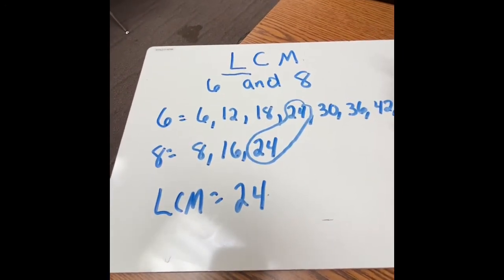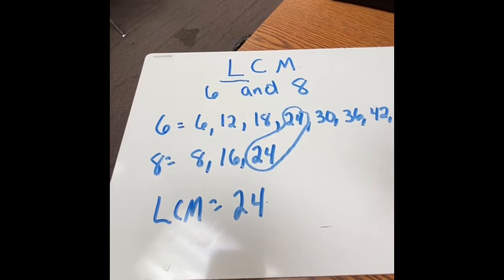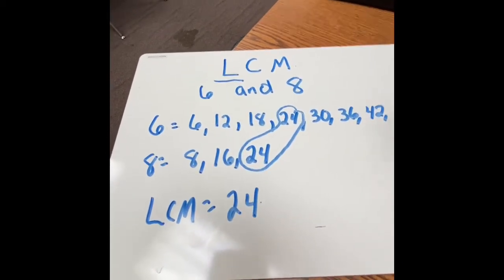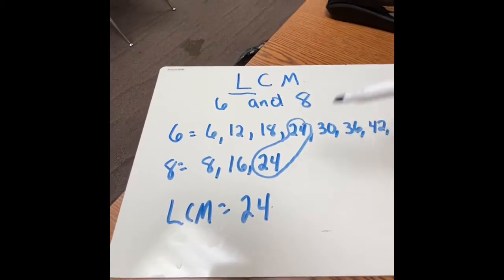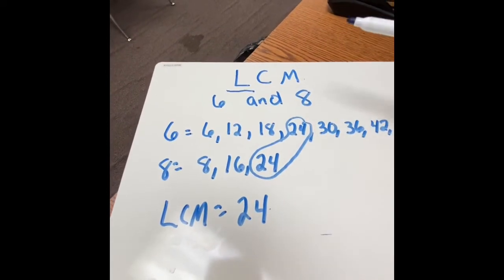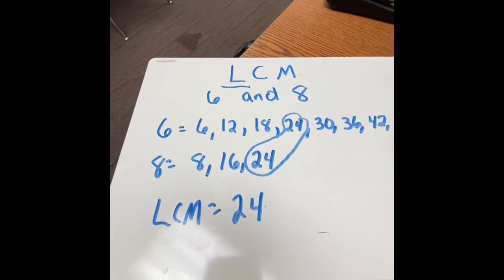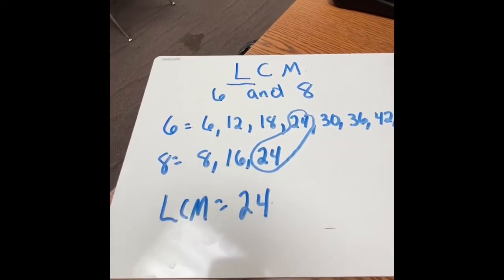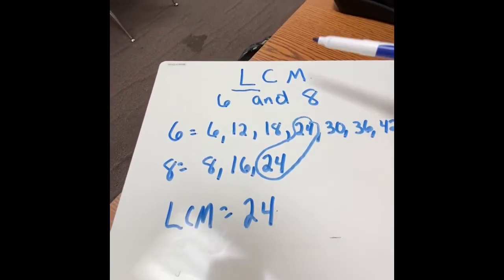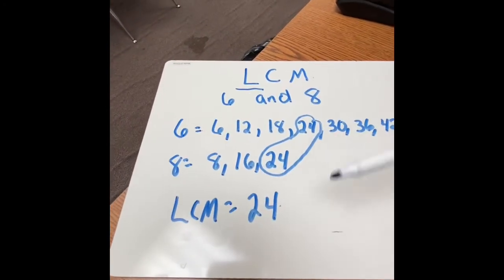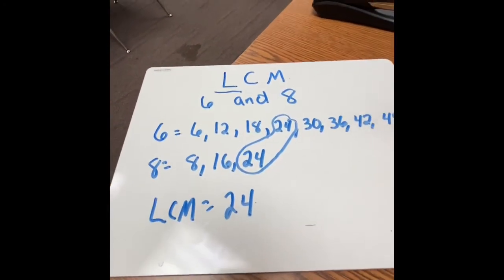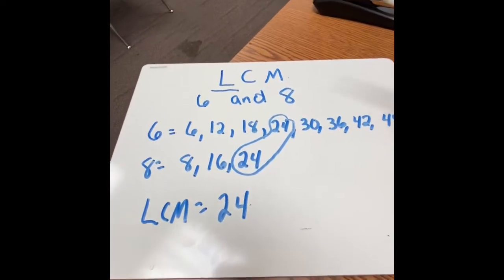Greatest common factor has to be smaller than or equal to the smallest number, whereas with least common multiple, your answer has to be greater than or equal to the largest one. Okay? Because with multiples, your numbers get larger. Factors means it factors it down. So do not get mixed up between multiples and factors.